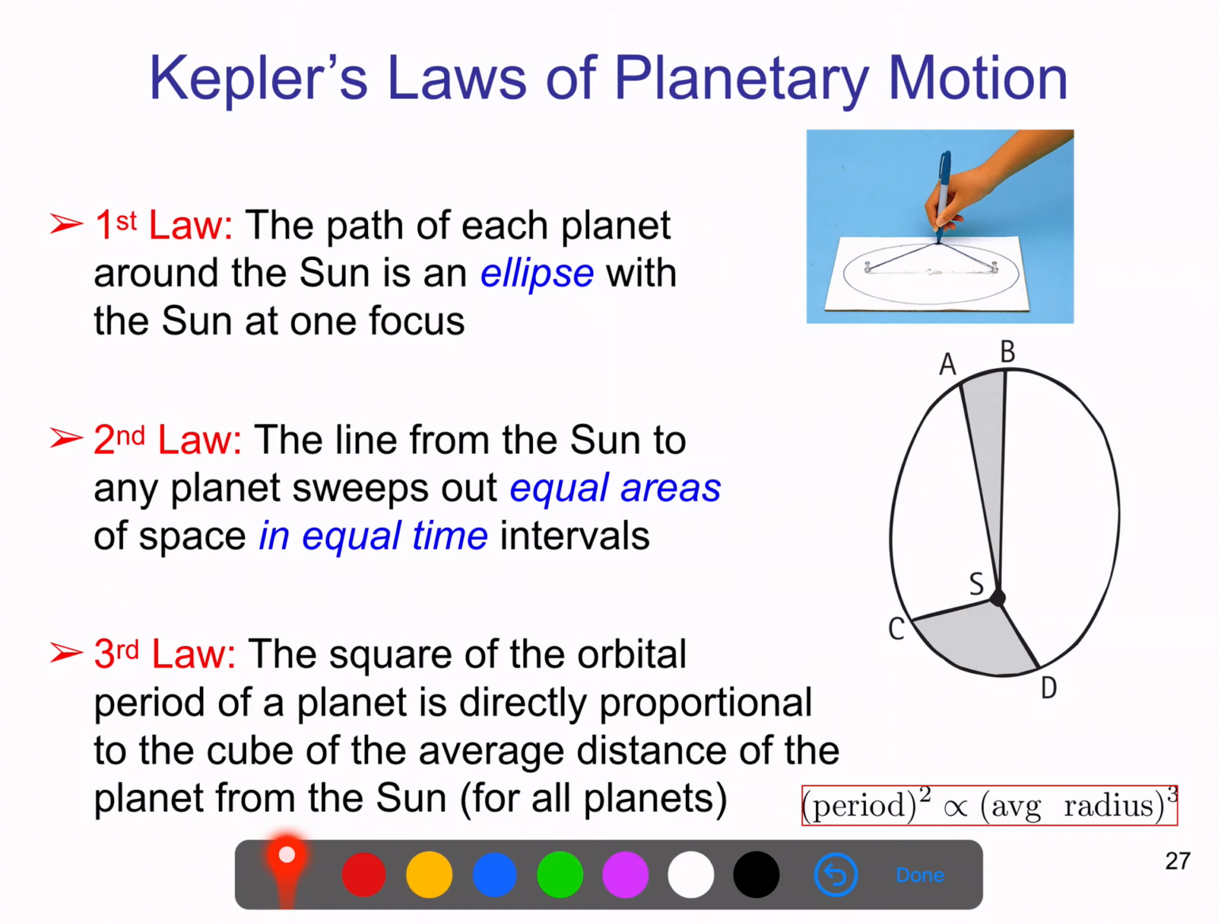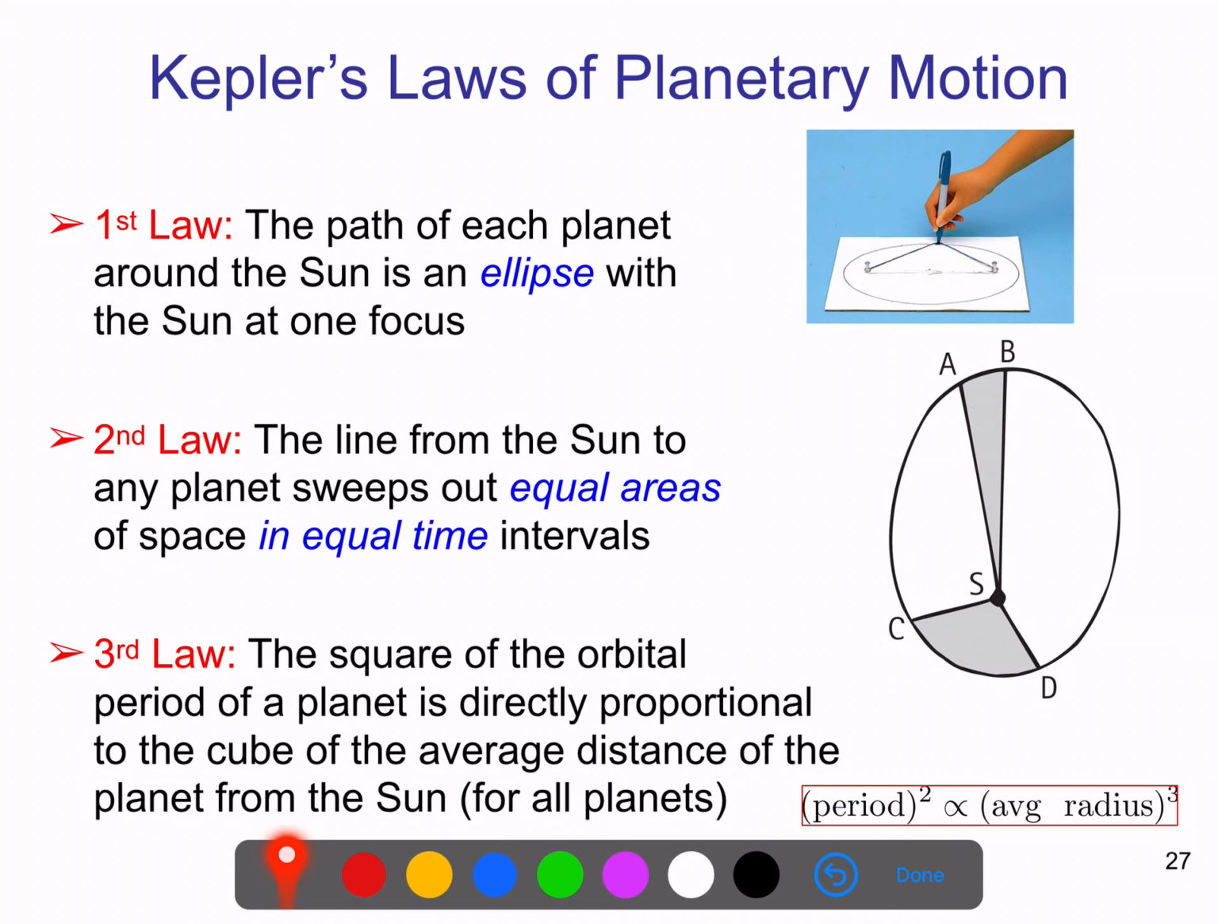So ultimately, Johannes Kepler devised 3 laws. The first 2 came out right away. The third law took him another 10 years to devise. But the first 2 are very conceptual in nature and fairly easy to understand once you see what's going on.